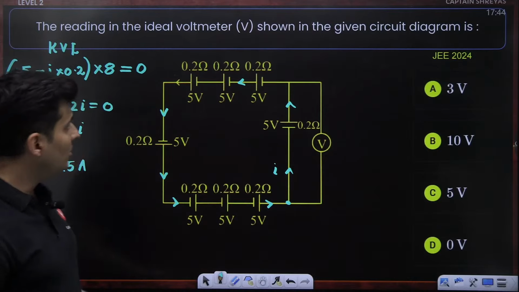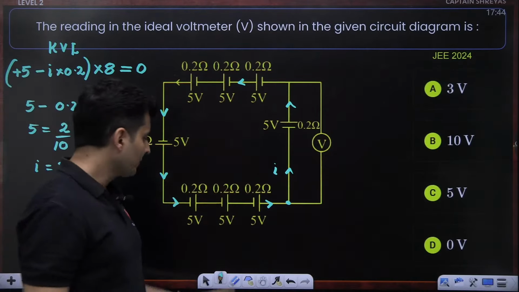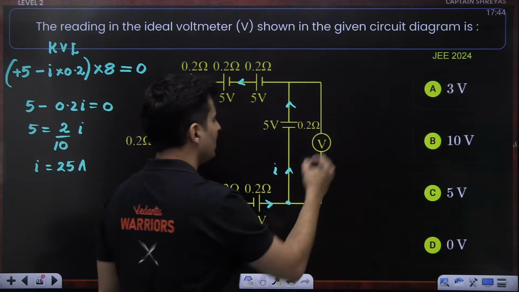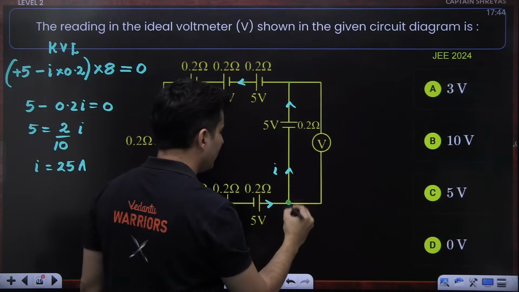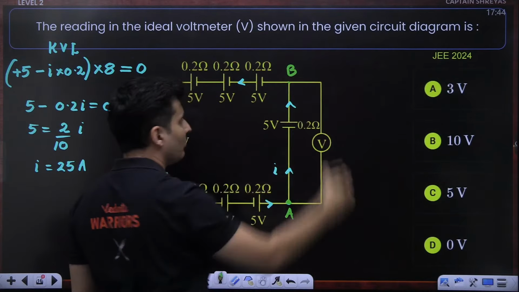But that is not the question. The question is not the current, the question is the voltage. So how do I find this voltage? I want to find the voltage difference between these 2 points. Let's say I call this point A and this point B.